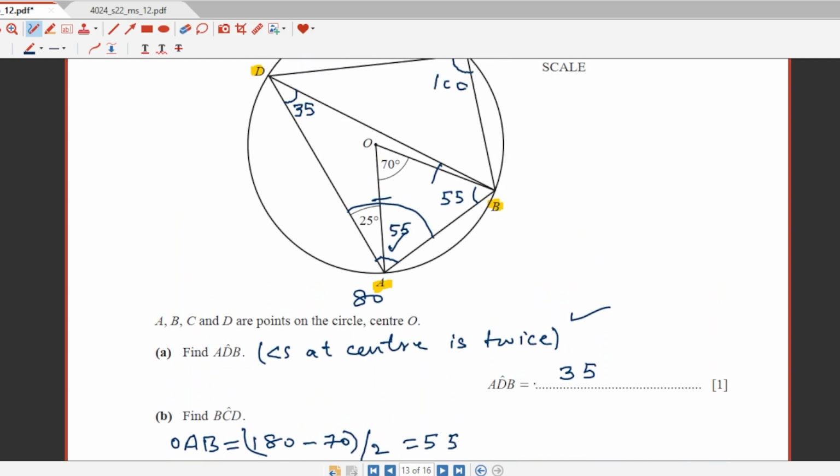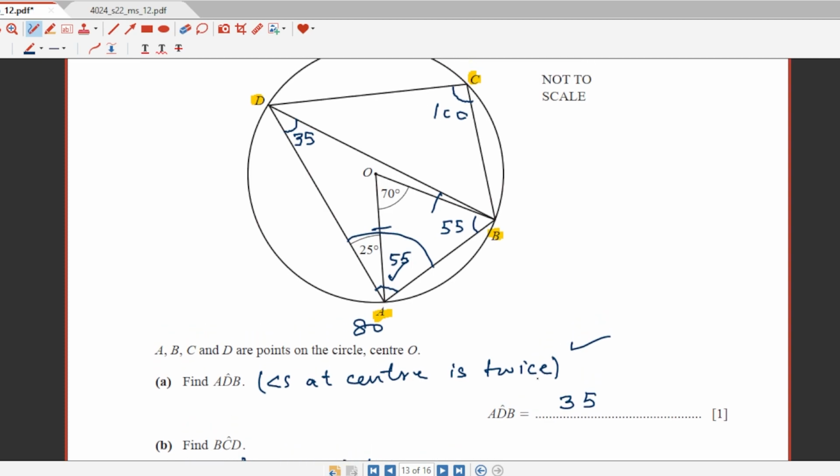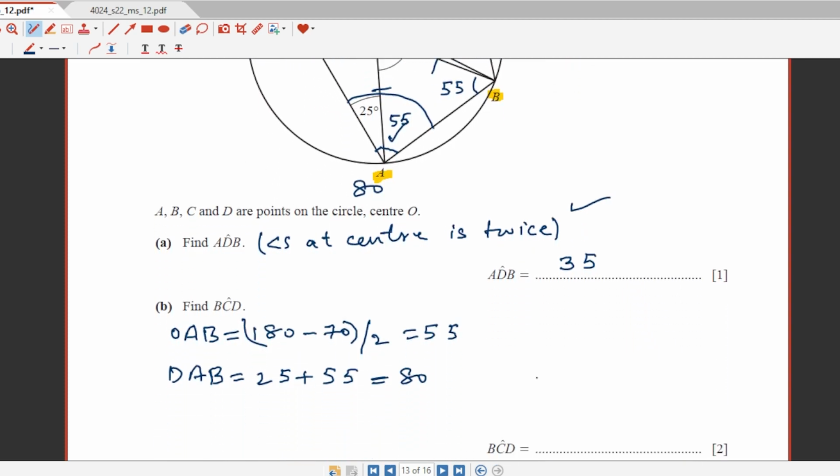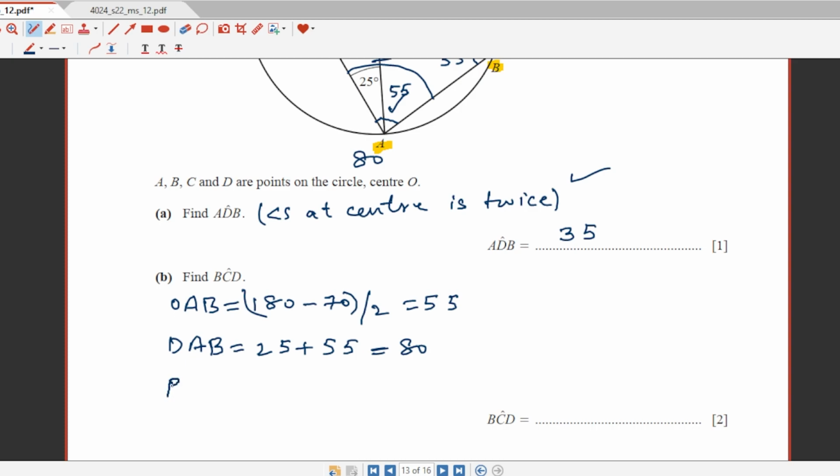Then we will find BCD. BCD is 180 minus 80, that is 100. This is the working for this question.